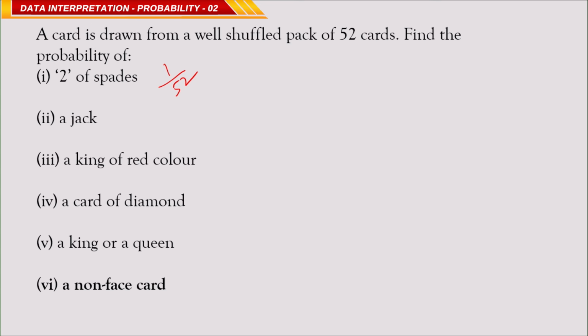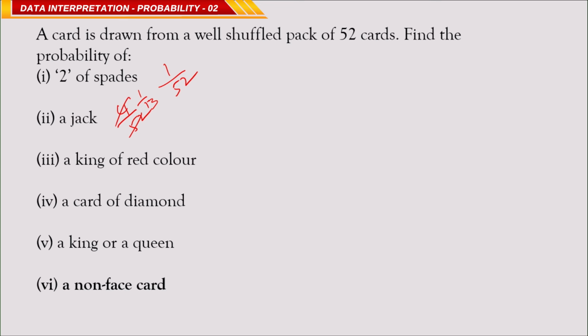How many jacks are there? There are 4 jacks. Spade jack will be there, club jack will be there, diamond jack will be there and heart jack will be there, correct. 4 jacks. So, favorable outcomes is 4, total outcomes is 52, so the answer is 1 by 13. Is it clear?